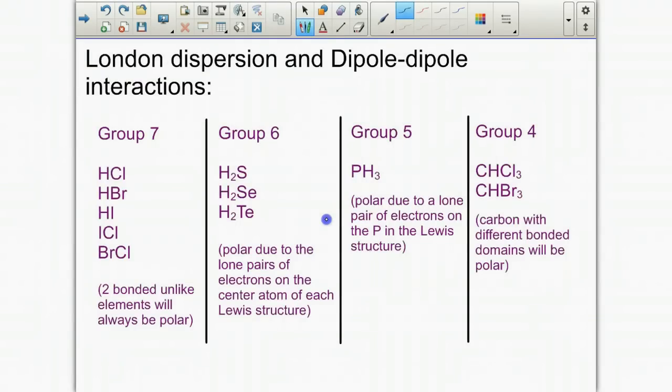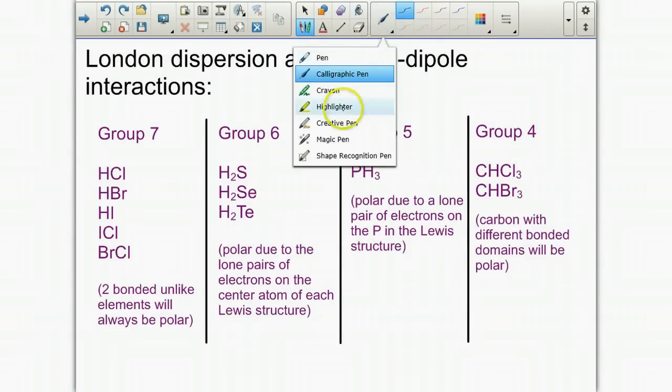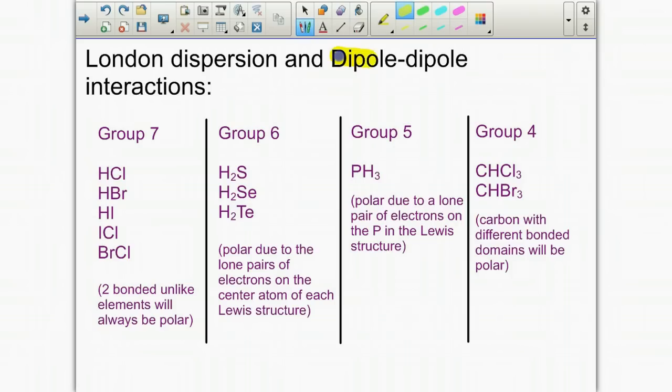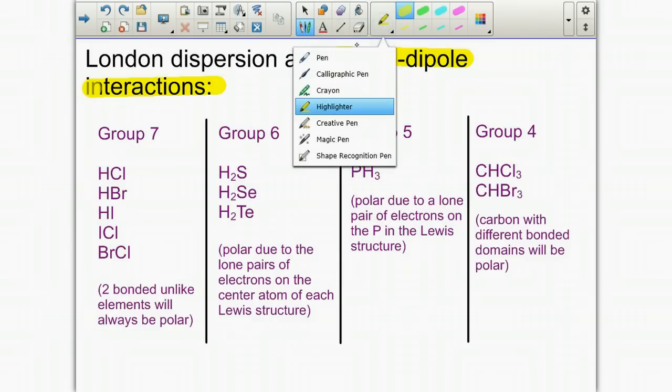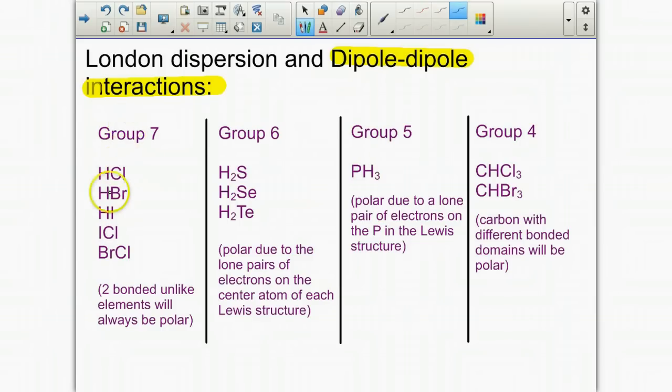So London dispersion forces, all of these have London dispersion forces, but what's really important about this slide is that these substances have dipole-dipole interactions as their strongest force present. So that's what you really want to focus on. Why do the following have dipole-dipole forces? So if you have a group 7 element like HCl, HBr, HI, ICl, BrCl, they're 2 bonded atoms that are not alike. And so it's going to be polar.